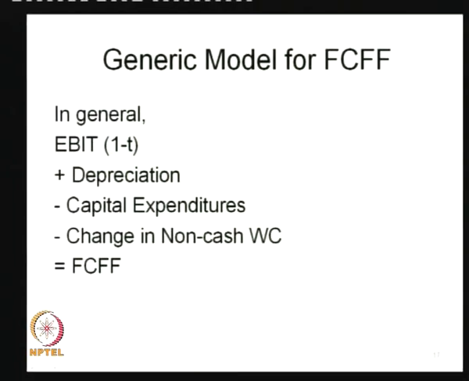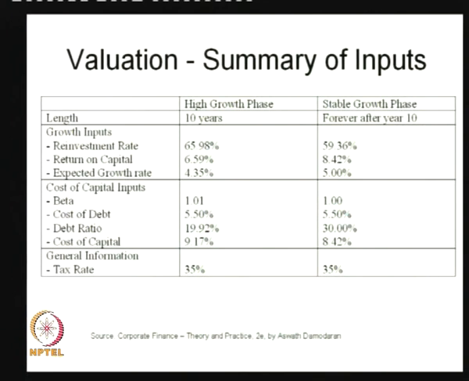Coming to the next example, here you have a company with a high growth phase of 10 years, and a stable growth phase after 10 years, and the reinvestment rate for this company is, let us say, 65.98%, which has been estimated using the growth and all those things into consideration, or the past history, and it also depends on the expansion requirement. Then return on capital.